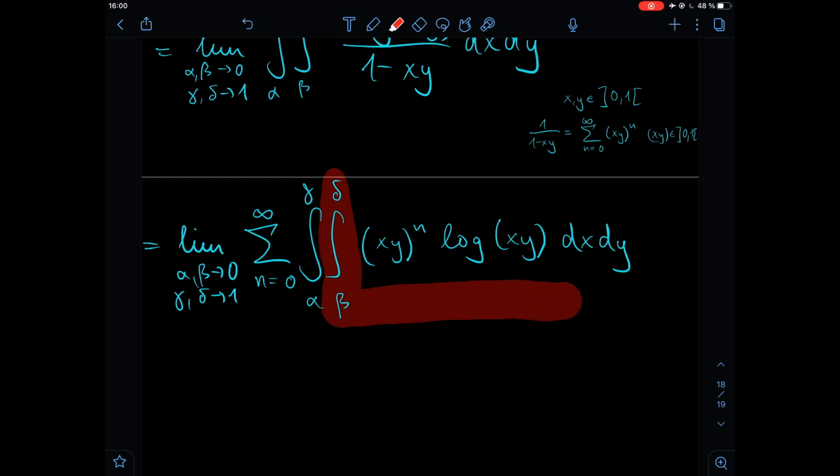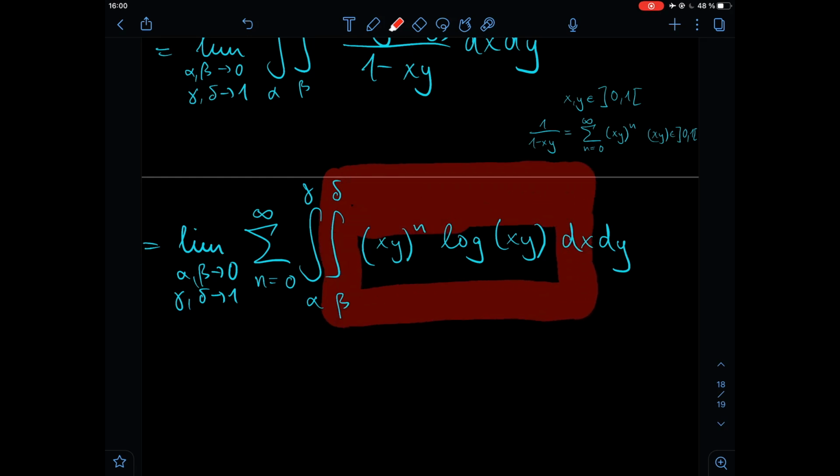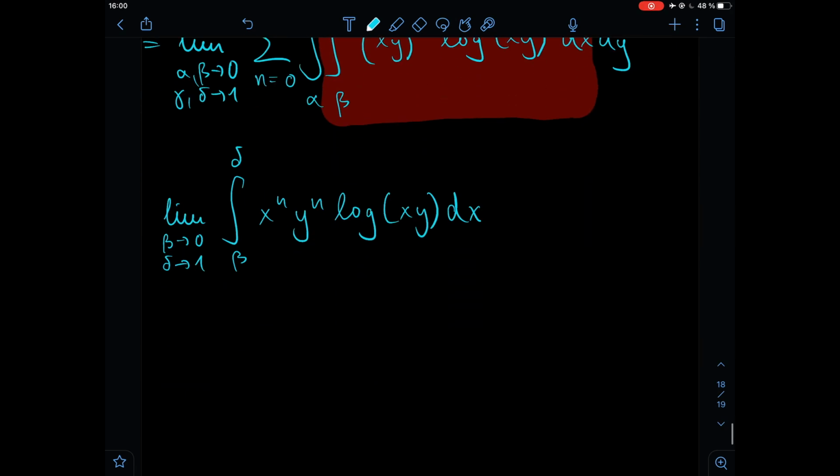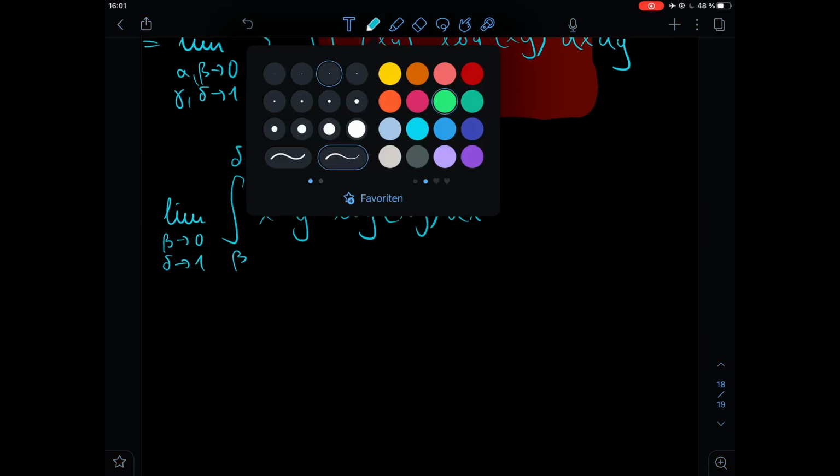And the first thing we do is solve the integral with respect to x, which will be this integral here. And y we treat as a constant. So this got a little bit confusing. x is the variable, so y to the power of n, we will be treating this as a constant. So let's have a look at this integral. So we have beta going to 0, delta going to 1. The integral goes from beta to delta. Then we have x to the power of n, y to the power of n, times the log of xy dx. And now we use the integrating by parts method.